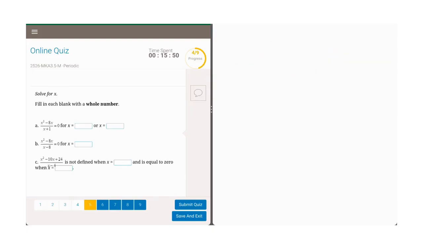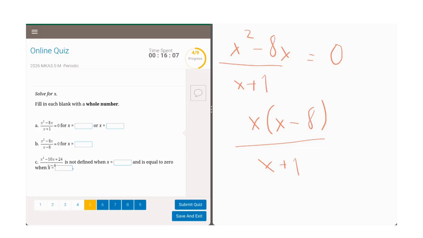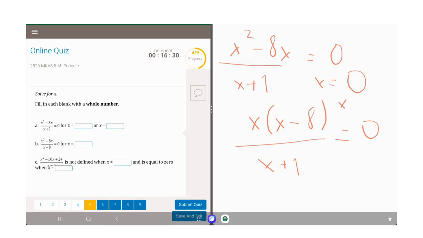Now for this question, you have x squared minus 8x over x plus 1 equals 0. We need to solve for x. So we factor the top. You have x outside into x minus 8 all over x plus 1 equals 0. So what we need to find is values of x that will make it equal to 0 but not undefined. So we have x here alone, so that means it will be equal to 0 immediately. And then x minus 8 is also equal to 0. Move 8 to the other side, you get x is equal to 8.